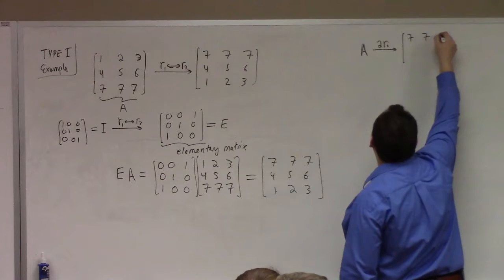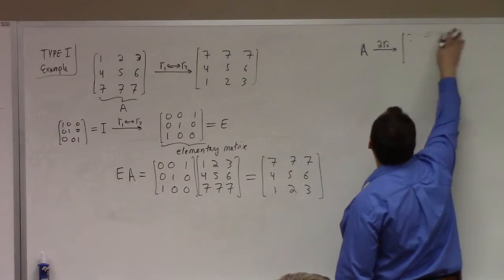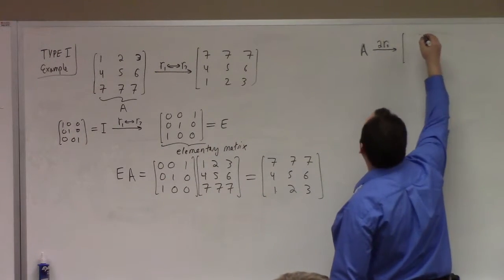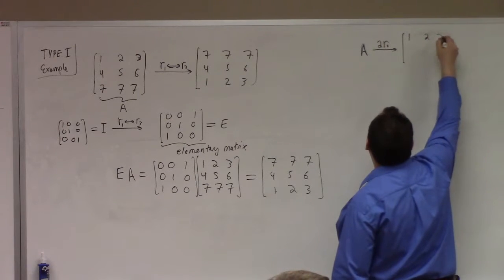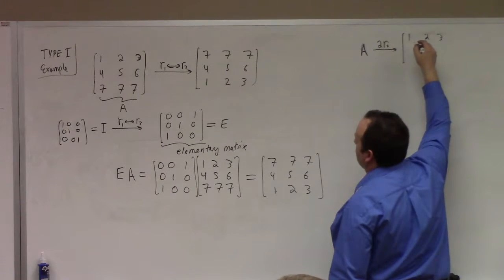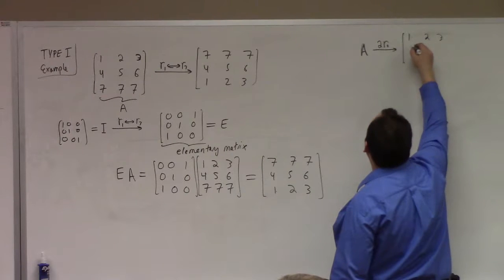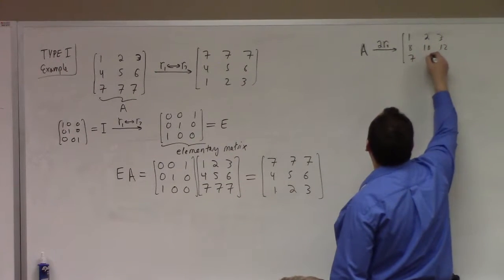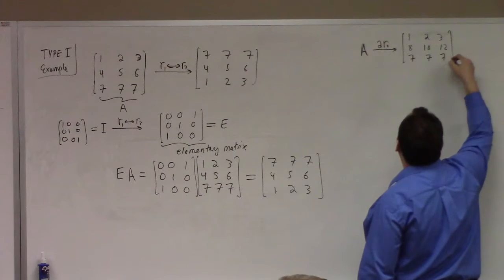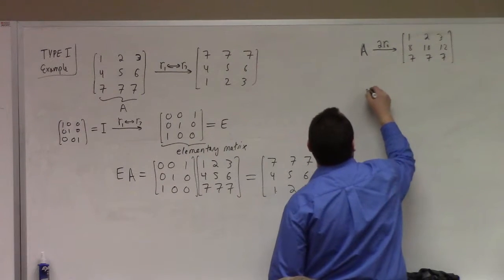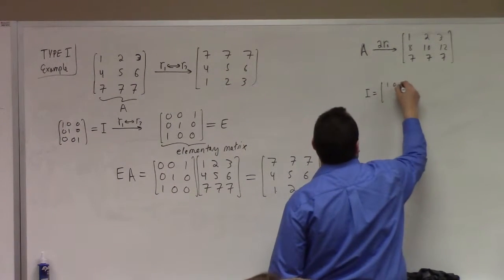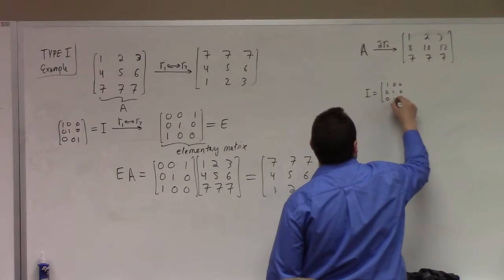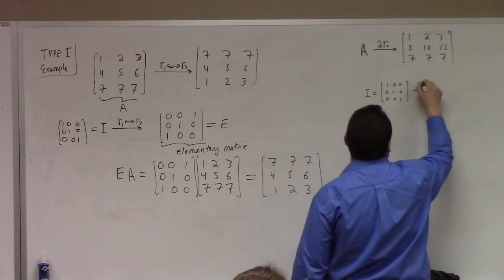7, 7, 7, right? Oh, I can't do math. Rather, 1, 2, 3. And what do I get? 8, 10, 12, and 7, 7, 7. Okay, so take the identity matrix. Do the same row operation to it. What do you get?